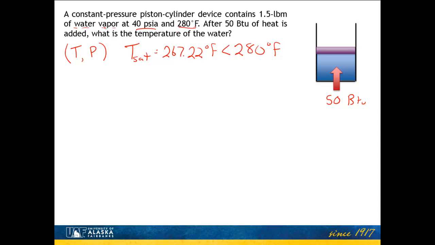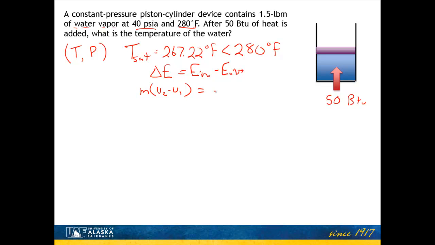So now let's go ahead and look at our system over here, and we're trying to find out what that final temperature of the water is. So we're going through a process. So we're going to go ahead and apply a first law energy balance that says the change in energy of my system is going to be the energy that goes in minus the energy that goes out. And so looking over here, I have a closed system, so the change in my energy is going to be the mass times the change in internal energy. I'll write that m times U2 minus U1.